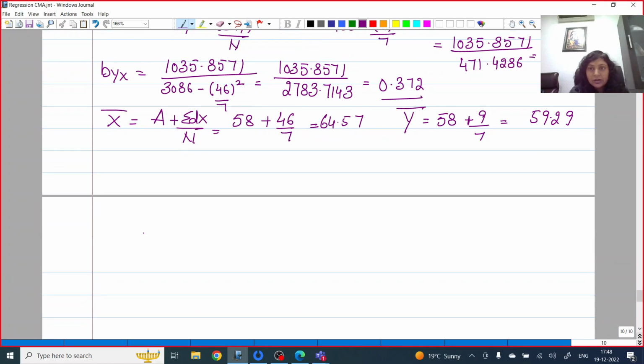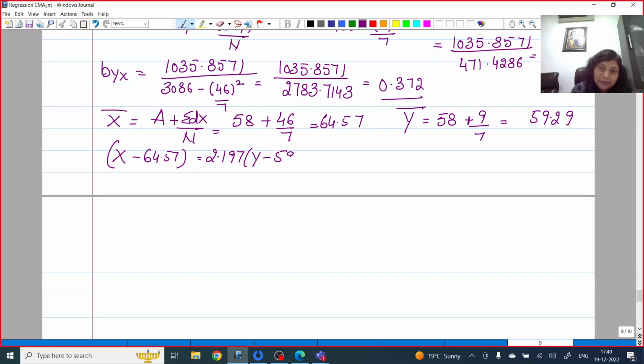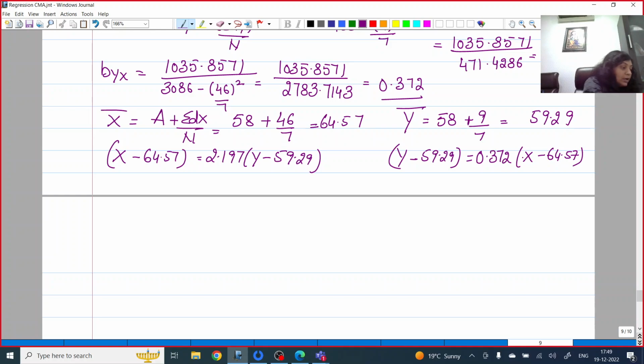So now you can easily find out the equations. So the equation is x minus x mean equals bxy into y minus y mean. And if you want to find out y on x, so y minus 59.29 is equal to byx into x minus x mean. So this way you can find out both the equations.